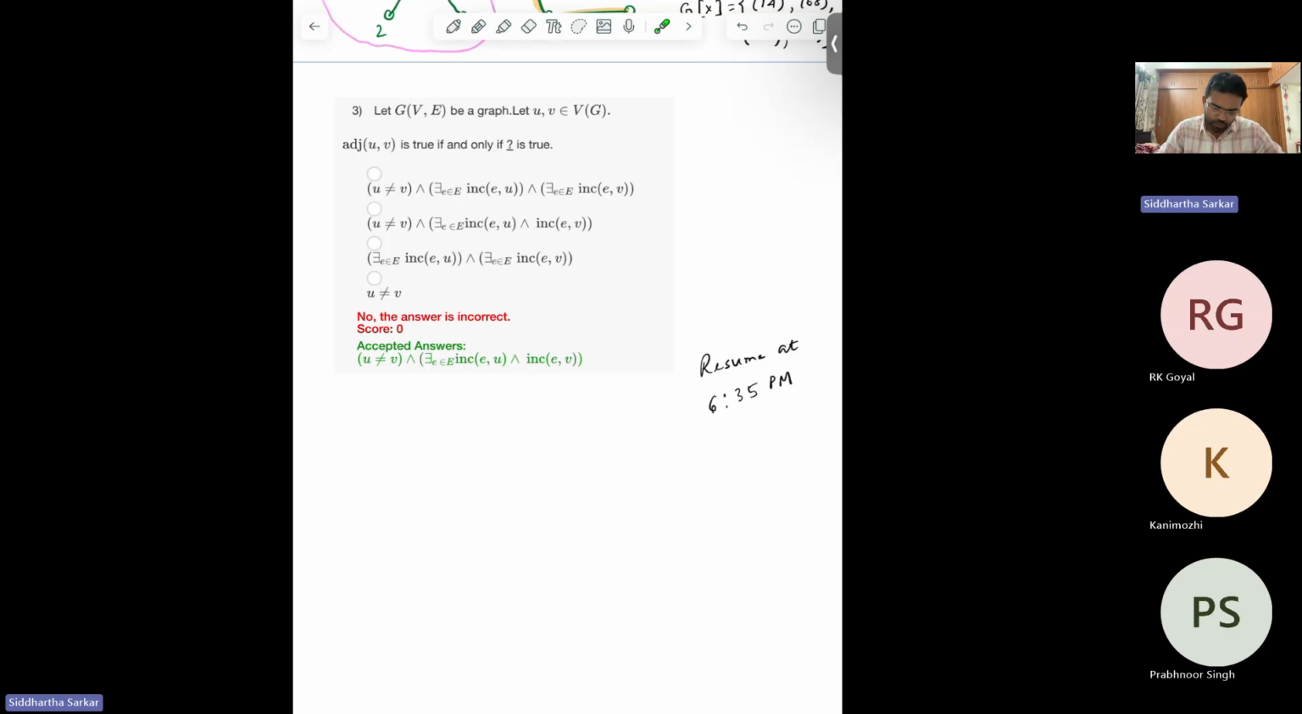So this is the question. I hope you had a chance to read the question. So what do you think? Yes, so can you tell me the meaning of this inc(e, u)? Does this mean that the vertex u is incident on e, or e is incident on u? So it means that, for example, inc(e, u) means there is a vertex u and there is an edge e which is incident on u.